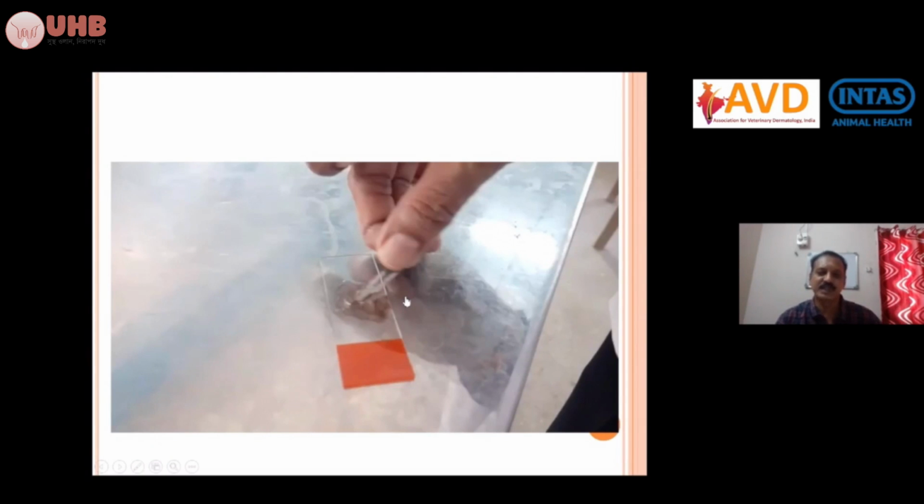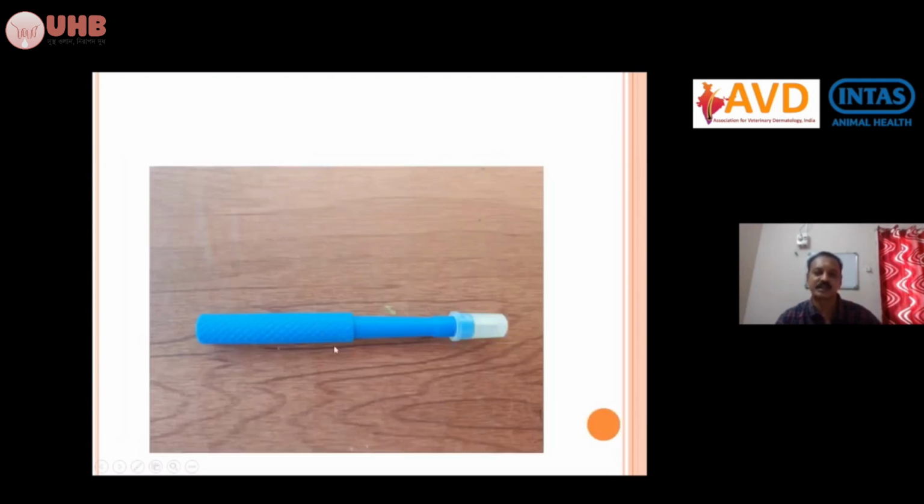Okay. This is the skin biopsy needle. This is a punch biopsy needle used for taking a skin biopsy in large animals.